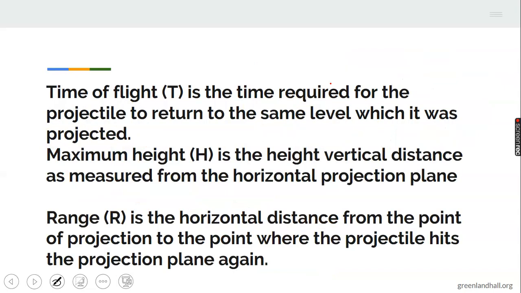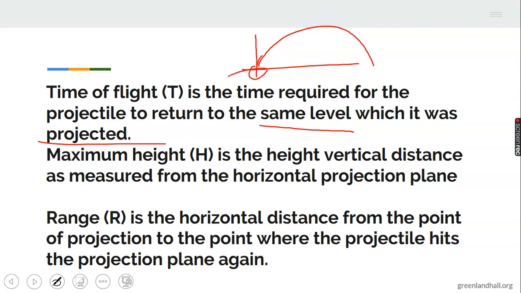Now, time of flight is the time required for the projectile to return to the same level from which it was projected, just like what we have here. This is where it was projected from. This is where it comes back to the horizontal level again, the same level. The time it spent in the air is what you call time of flight. Now, the maximum height is the vertical height. This is the maximum height.